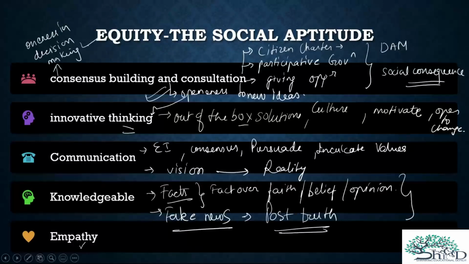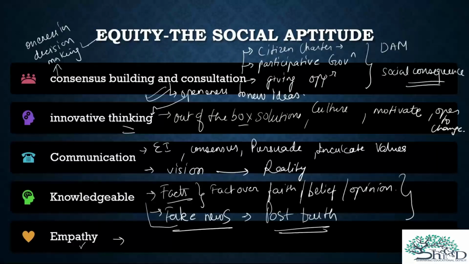If somebody is enraged due to fake news, when there is a riot due to fake news, how will you solve that? First you will try to build consensus, right, and use some innovative thinking to dispel people's anger. Then you will try to communicate to them that this is not real news, it is fake news. How will you do that? Only if you are knowledgeable. So this is how you can connect this with the case study.